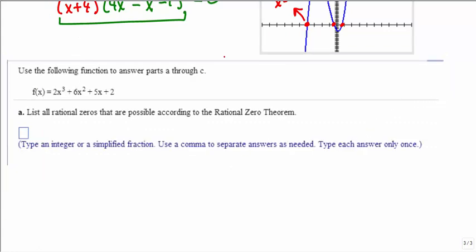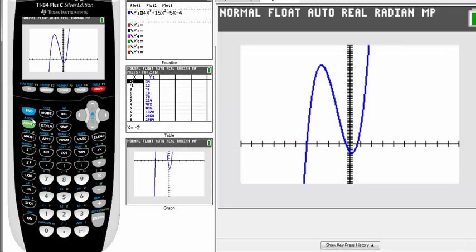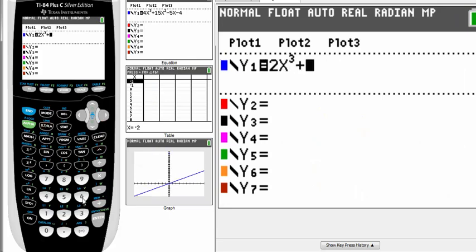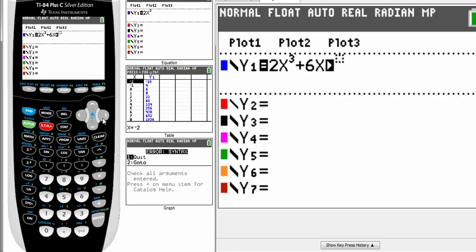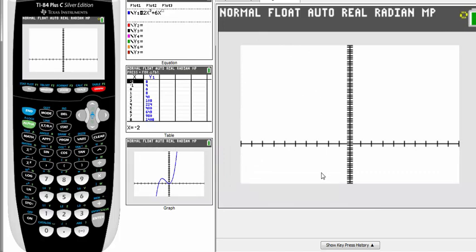Okay, so for this problem we have 2x cubed plus 6x squared plus 5x plus 2. So I'm going to take my own advice and graph this. So I have 2x cubed plus 6x squared, whoops, gotta make sure it's in there, plus 6x squared plus 5x plus 2. Now our scale might be a little crazy on this one because I went up to 50 on my last graph. So it looks like to me I'm crossing once and maybe touching and turning.